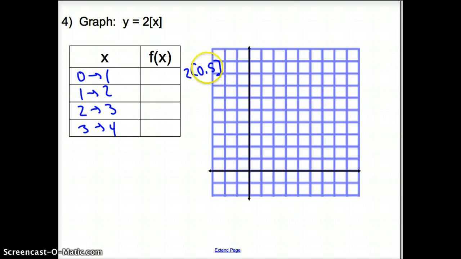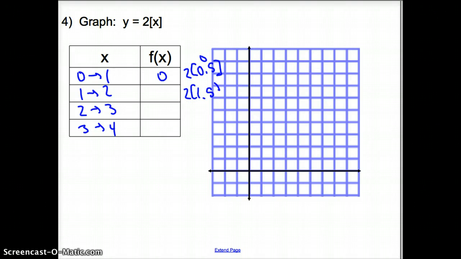Now that 0.5 is in the step function notation, or the greatest integer function, we would round that down to 0, correct? So then it would be 2 times 0, which is 0. Then we would have 2 times 1.5.